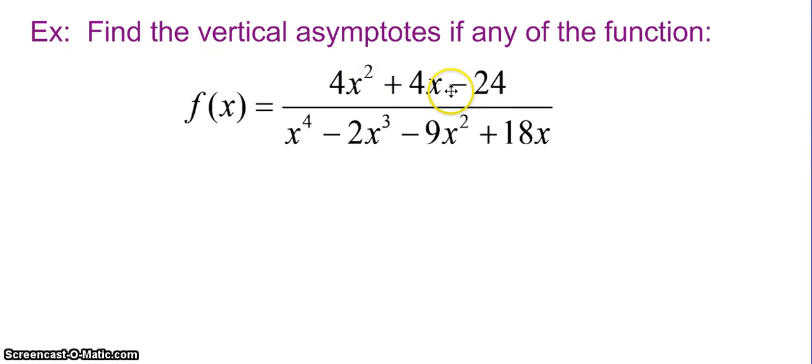Alright, I want you to find all the vertical asymptotes in this function. Pause the video, unpause when you're ready to check.